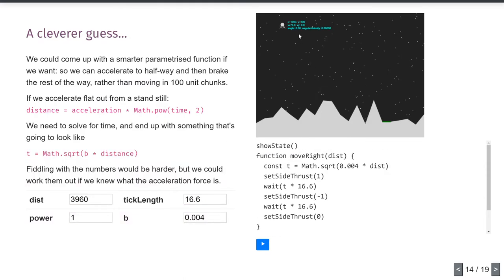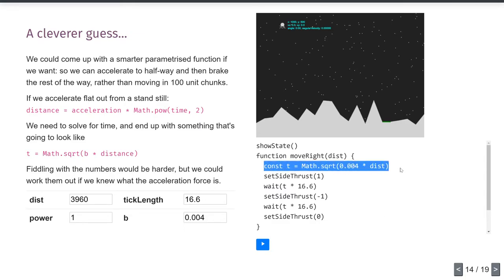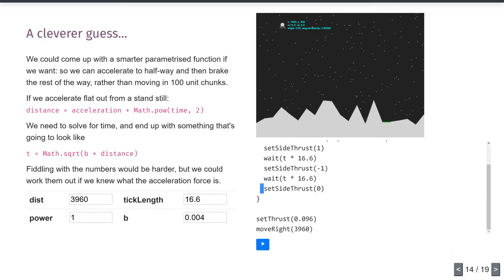Now in the code over here, we can see the code for doing this. Again, turning the state display on, our function for move right. So I've put that into something neatly understandable, hopefully, where we work out what our time t is going to be, and we then say, turn the thrusters on, wait t times, well, this 16.6 is because each tick in the game is 16.6 milliseconds. Then slow down for time t times 16.6 milliseconds ticks. And then set the side thrust to zero, stop, so that hopefully we will now be at rest and we won't keep accelerating off somewhere, and then hopefully we're done.